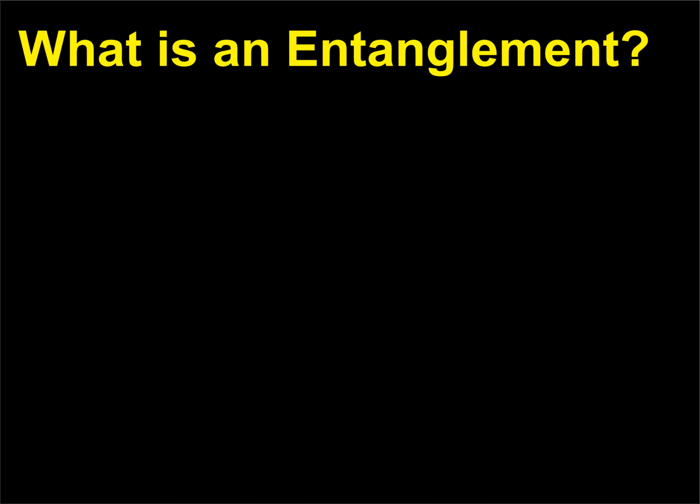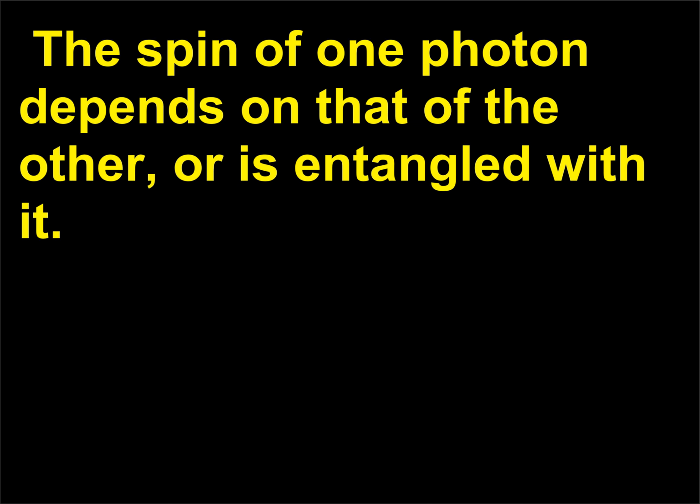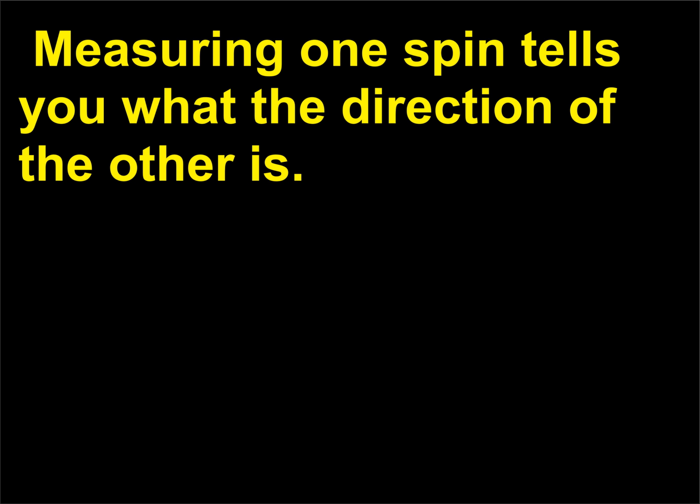What is an entanglement? An effect in an atom or nucleus when 2 or 3 photons are emitted. The spin of one photon depends on that of the other, or is entangled with it. Measuring one spin tells you what the direction of the other is.